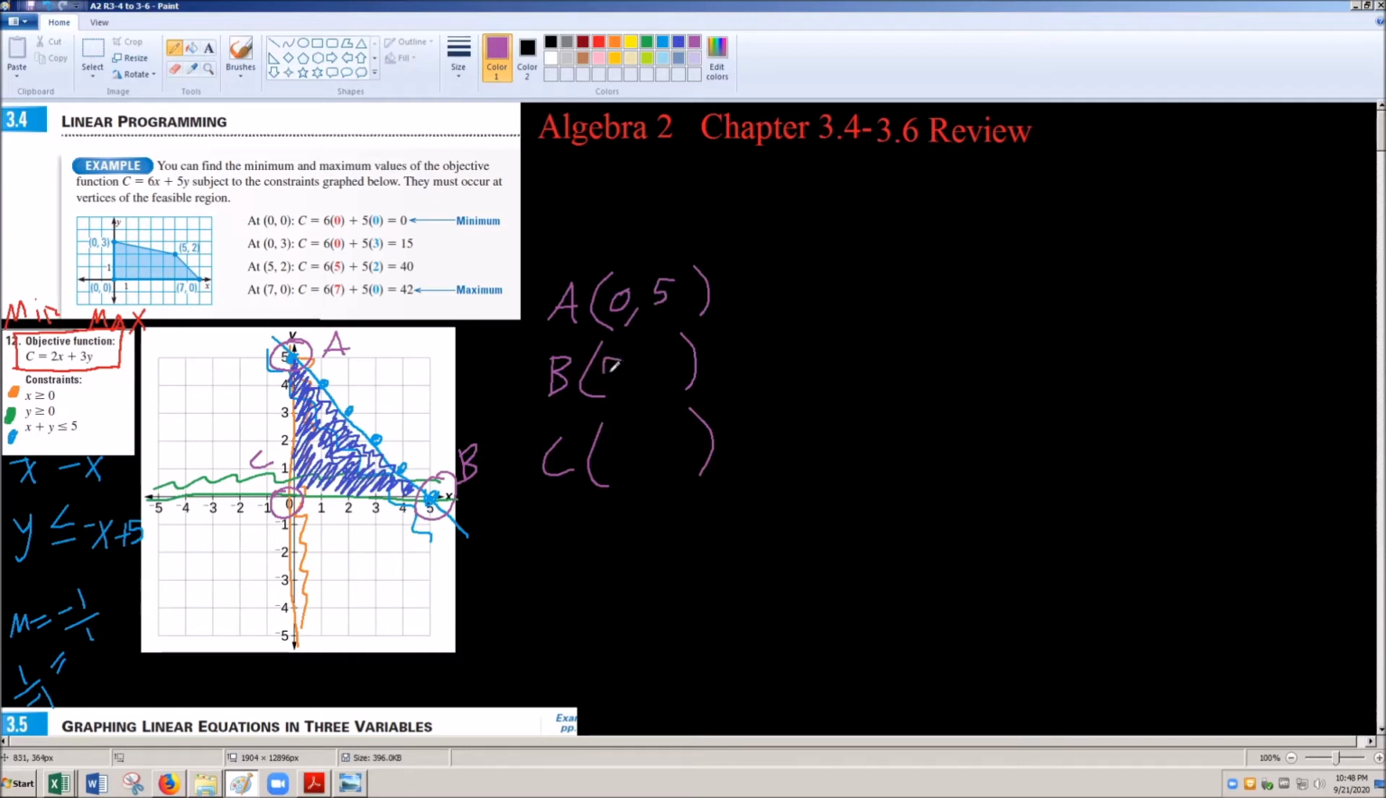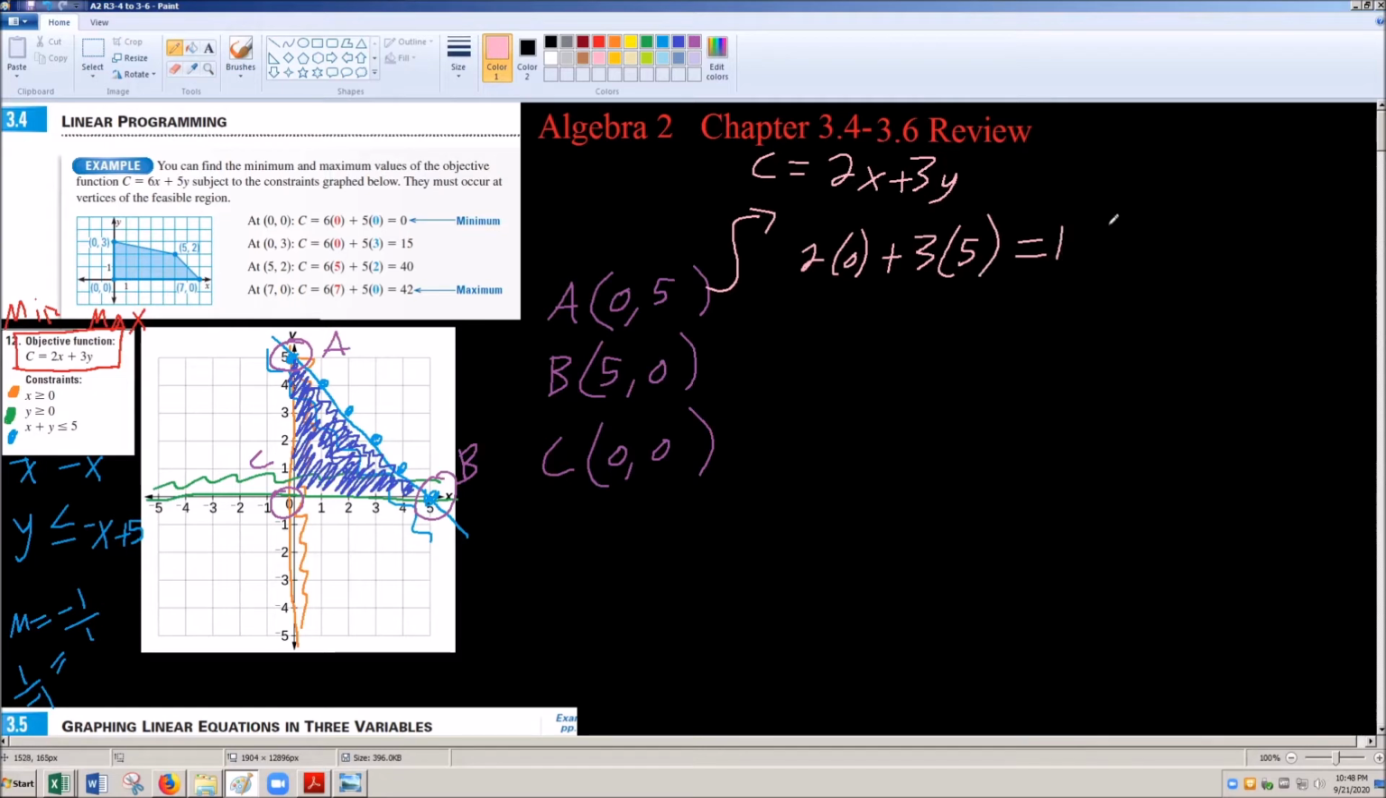B is at 5, 0. C is at 0, 0. Now in terms of plugging these things in, I'm going to take it and plug it into my cost function. My cost function, or my objective function, is 2x plus 3y. So if I plug this in, I'm saying 2 times 0 plus 3 times 5 gives me 15.